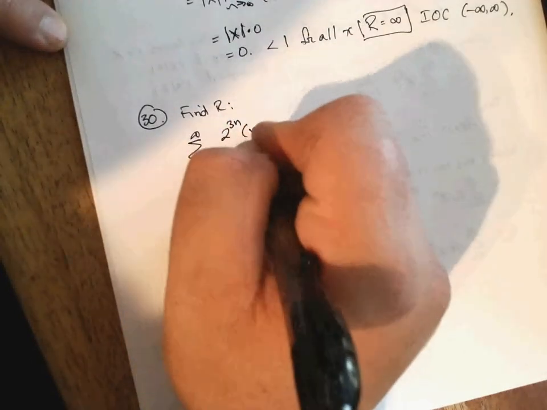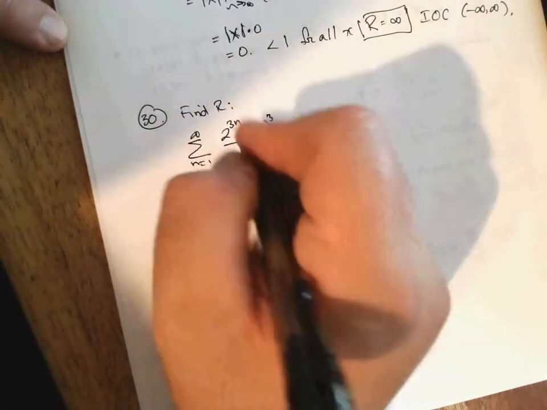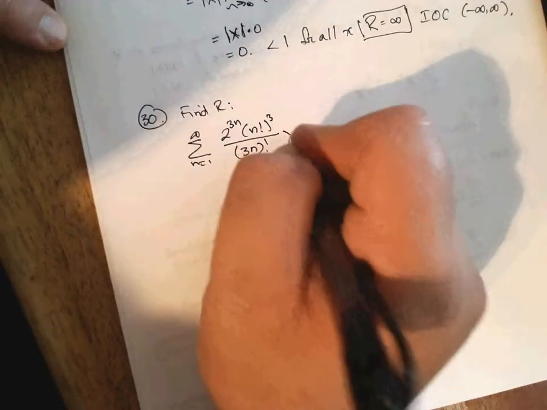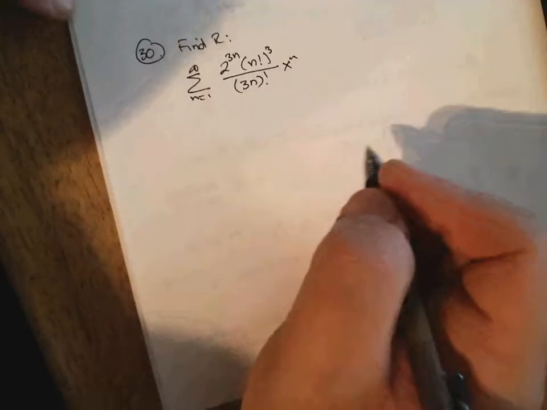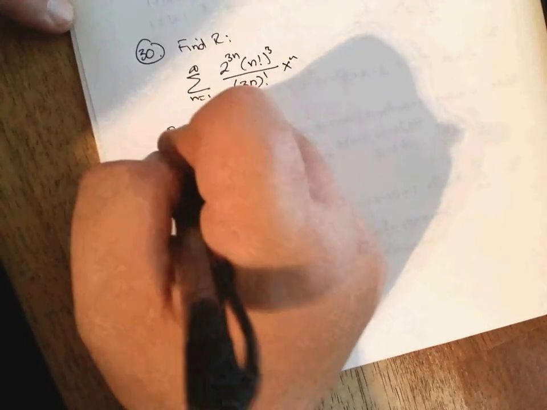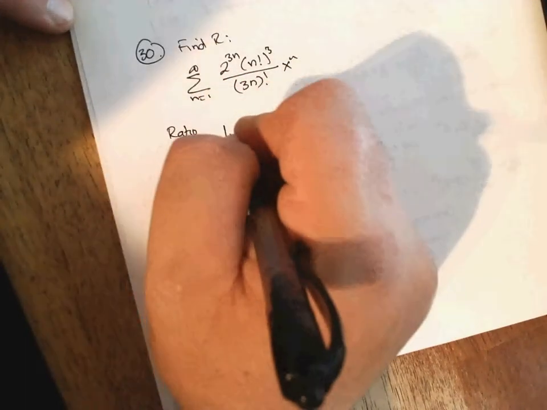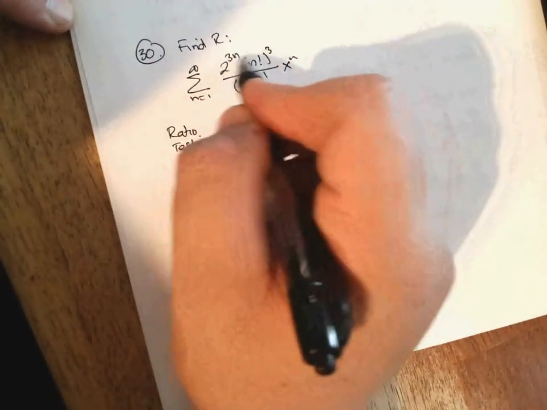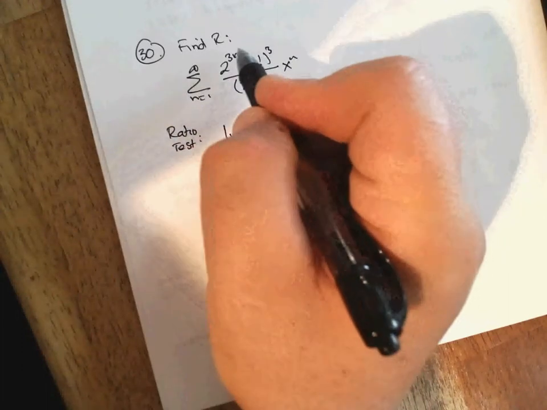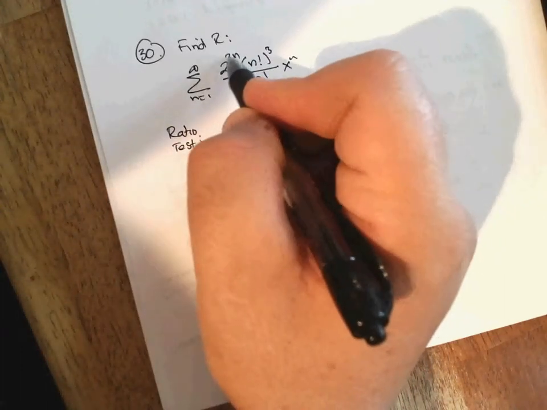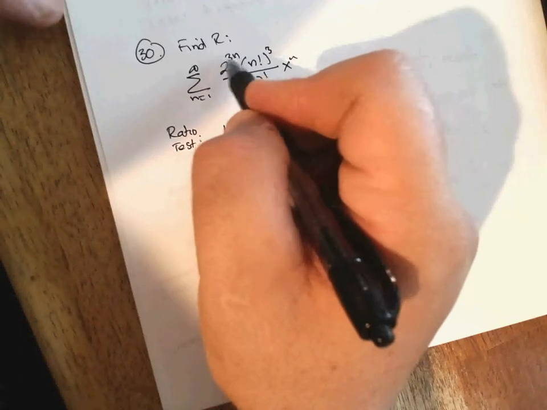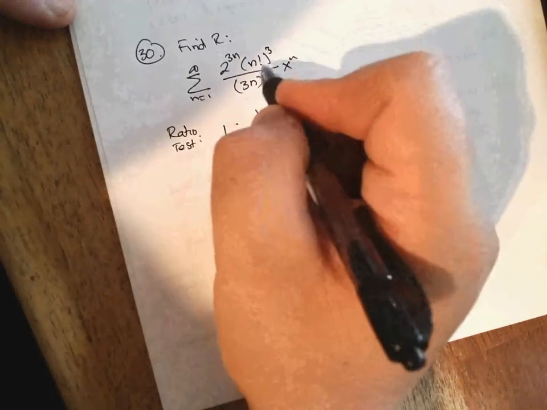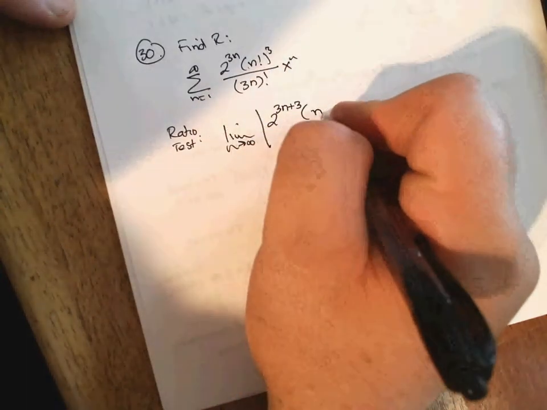The series is from 1 to infinity of 2 to the 3n power times n factorial cubed over 3n quantity factorial, all times x to the n. Okay? So the ratio test is what we use. The limit as n goes to infinity. I take this term now and I bump up the n by 1. Now think about that. When this n increases by 1, it's going to be 3 times the quantity n plus 1, or 3n plus 3, as the new power.